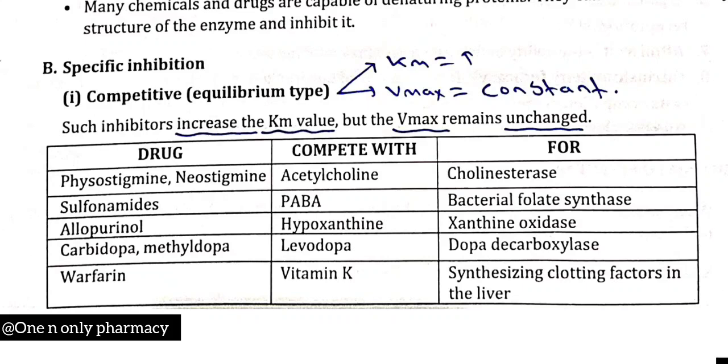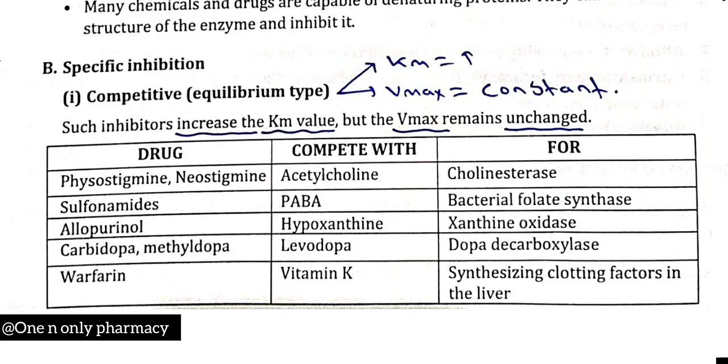Second, sulfonamides and PABA. PABA means para-aminobenzoic acid. Sulfonamides compete with PABA for bacterial folate synthesis. Next, the drug allopurinol competes with hypoxanthine for xanthine oxidase. Allopurinol and hypoxanthine act on the same enzyme, xanthine oxidase.